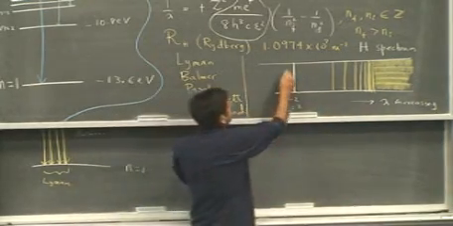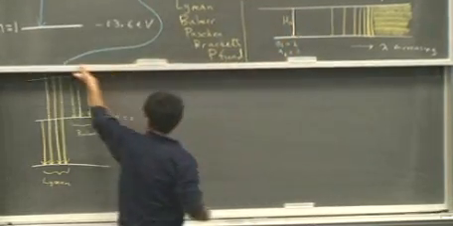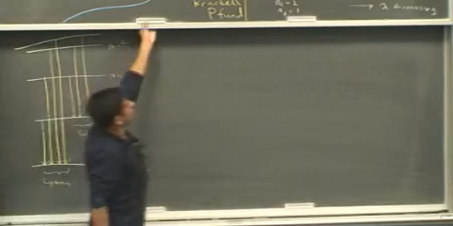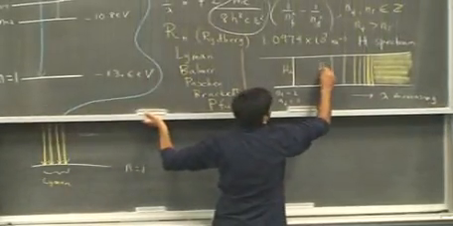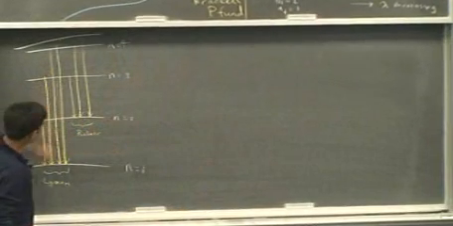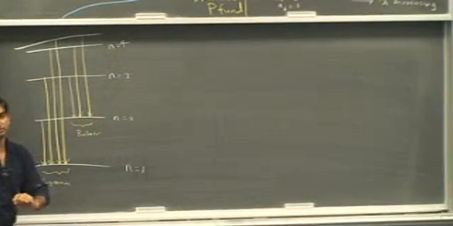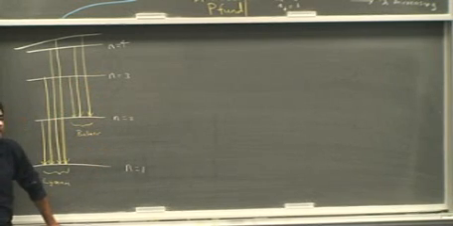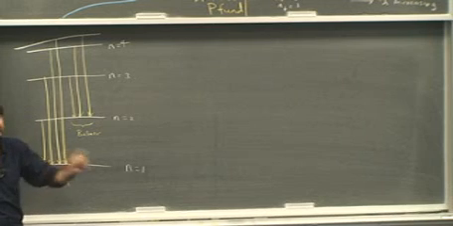So you get an H alpha line, which corresponds to a transition from n equals 2 to n equals 1. You get an H beta line, which corresponds to a transition from n equals 3 to n equals 1, and so on. So these spectra are in fact fingerprints of atoms. And this is how you detect atoms, detect elements.